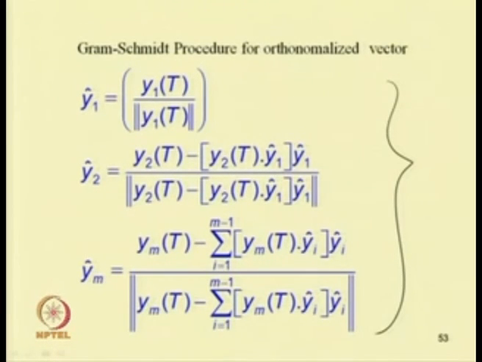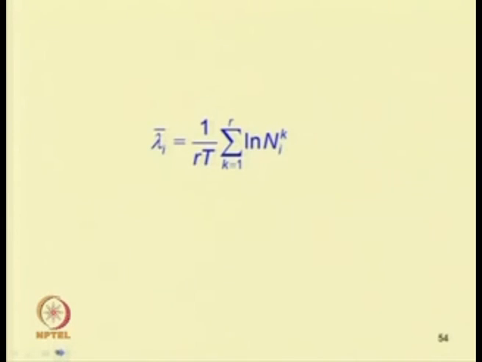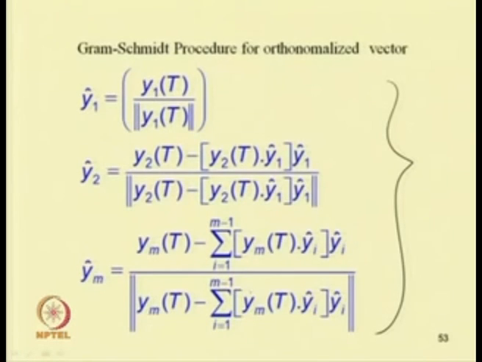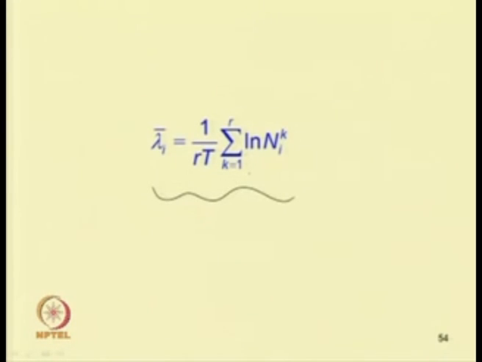By using these expressions, one can find this for the rth iteration. So, one can find lambda i equal to 1 by r t, sum k equal to 1 to r of ln n i k, where the expression for n i k one can find from this. This denominator part represents this n i k. So, for the kth iteration one can find this part, and one can obtain this Lyapunov exponent by using this formula.